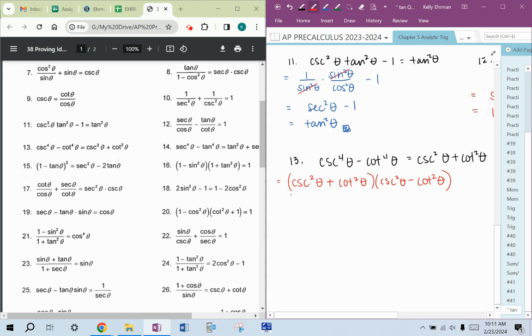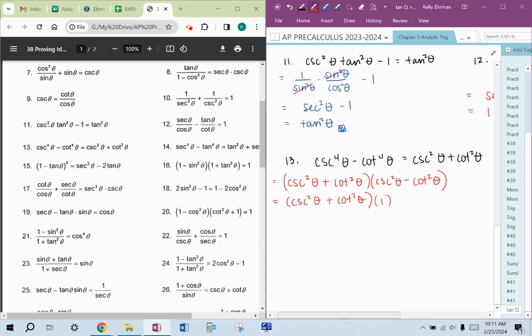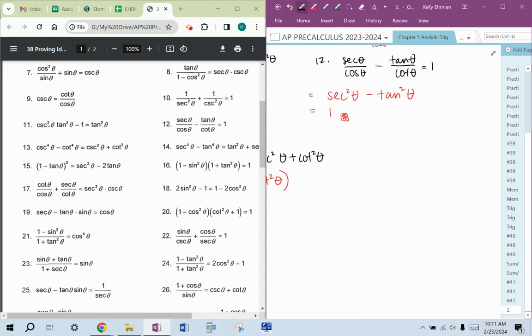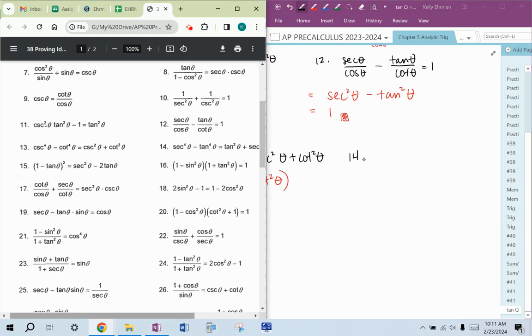One of those is a Pythagorean identity rearranged. All right, so what's the original we have? We have cotangent squared plus 1 equals cosecant squared. So cosecant squared minus cotangent squared is equal to 1. All right, now take a look at the right side. We have it, right? Cosecant squared plus cotangent squared times 1 is just cosecant squared theta plus cotangent squared theta. That's it for 13.